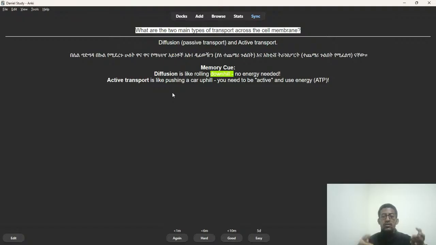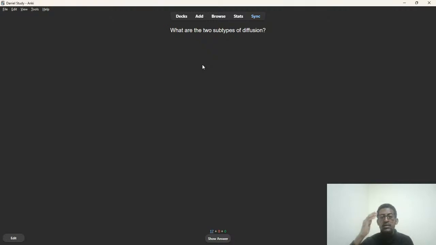So whenever we use active transport, we must use ATP, and diffusion is like rolling downhill and no energy is needed. It's easy. And what are two subtypes of diffusion?